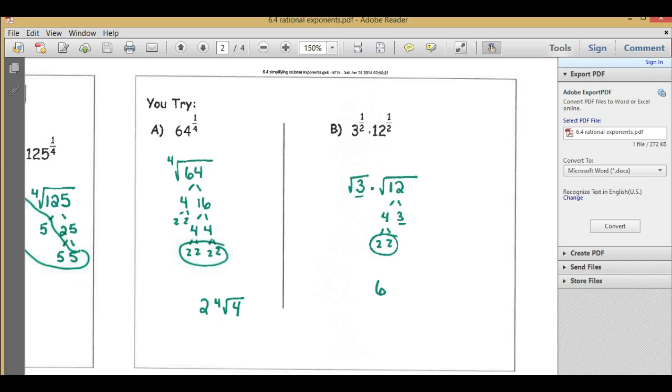Next one, again, I can't multiply the 3 and the 12, or add the halves, because it's 3 times 12. If it was 3 to the half, you could, but the bases are different. So I change them to the square root of 3, square root of 12. Break down 12, I get 4 and 3. I have those pairs of 3s I can combine, and the 2, that gives me 6. Or multiply it, the square root of 36 is 6.